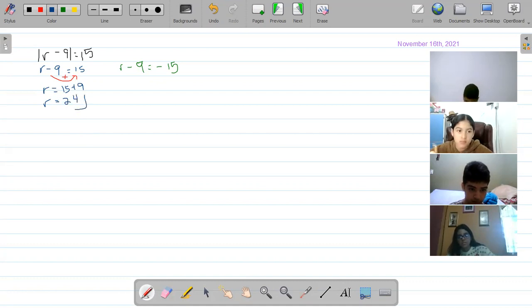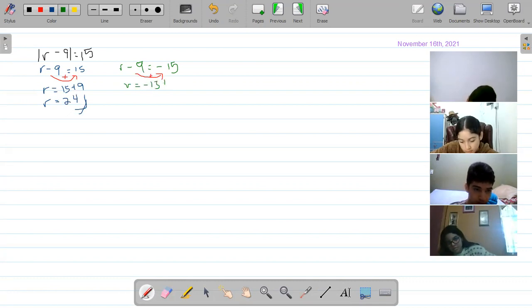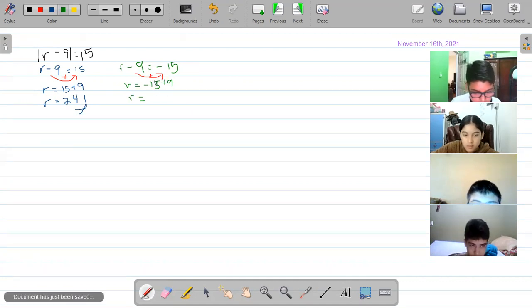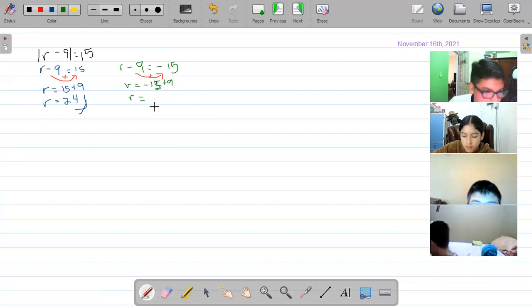This is the first answer. Remember, we're going to have two answers. Now, let's solve the other one. The 9 was subtracting. It also goes adding. And we're going to have r is equal to negative 15 plus 9. How much is negative 15 plus 9? Negative 6. Negative 6.